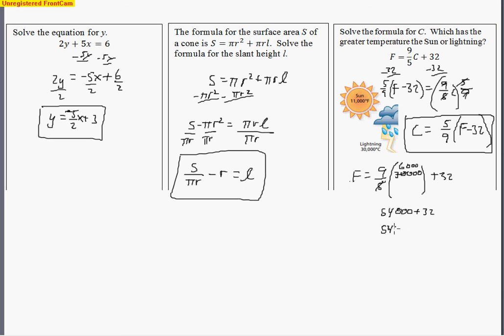So the degrees Fahrenheit for the lightning is 54,032 degrees. So that's definitely much greater than the sun, which is only 11,000. So lightning is the one that has the greater temperature. So those are the types of problems you're going to see on tonight's homework, or on the next week's test, 2-7.